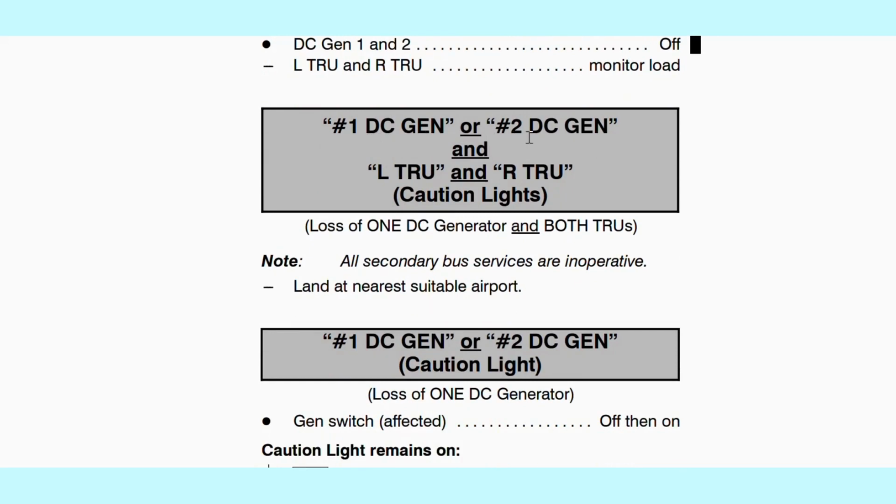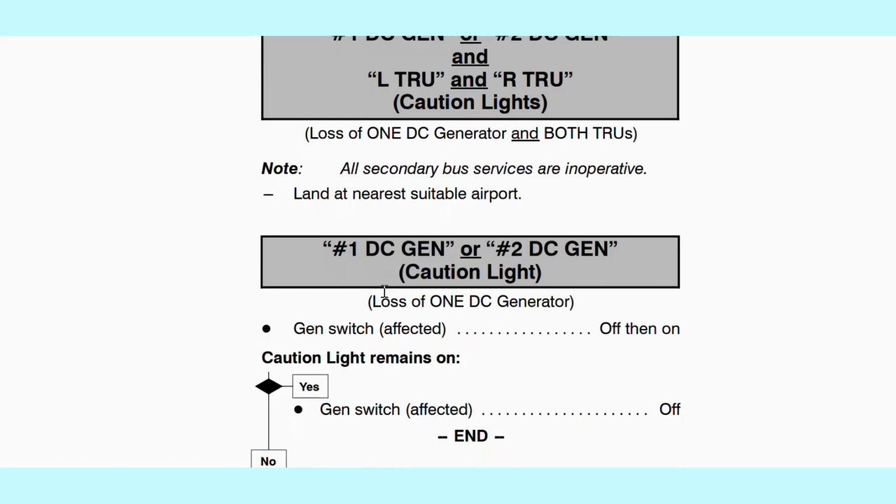And then here you have number 1 DC gen or number 2 DC gen, so one of the two, but both TRUs. Okay, again, it's not an issue. The secondary buses will be inoperative, so you lose some items. But then you can either come back, or you can continue, or you can divert, depending on what you and your maintenance station at your base decide. Any decisions you take, make sure, of course, as much as the captain has final authority, that a collective decision is a good CRM method.